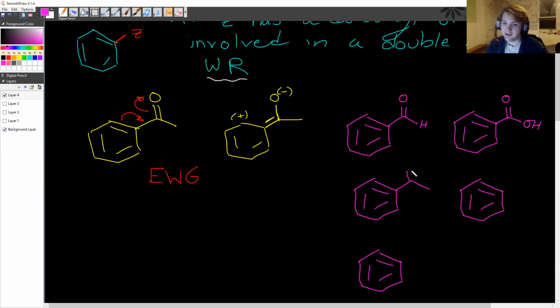We can have things like an ester. Oh, but I thought you said esters were electron donating. No, esters where the carbonyl portion is at the Z position are withdrawing. So it depends on which end of the ester is doing the job. Amides.